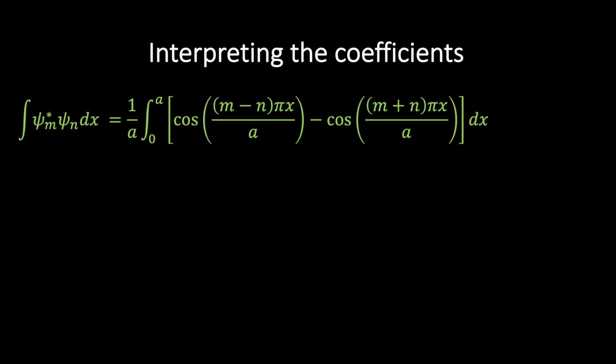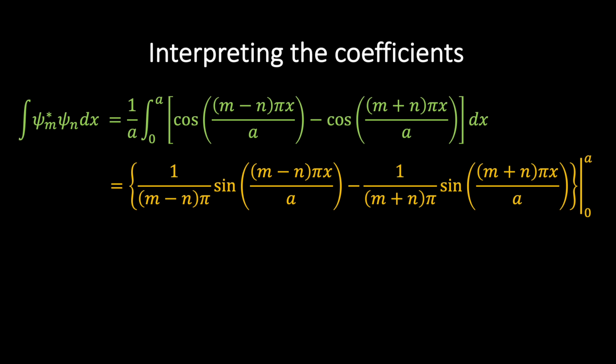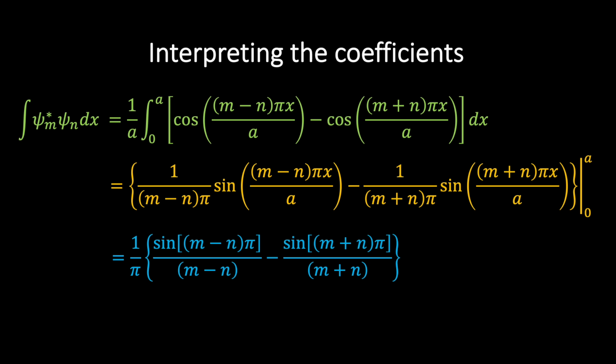If we then evaluate this integral, we find the following slightly intimidating expression. But if we then sub in the limits of the integral, we find something slightly more compact. And we can in fact see that this is equal to 0 when m is not equal to n, since in this case we will have an integer multiple of pi inside each of the sine terms, and therefore the whole integral will be equal to 0.